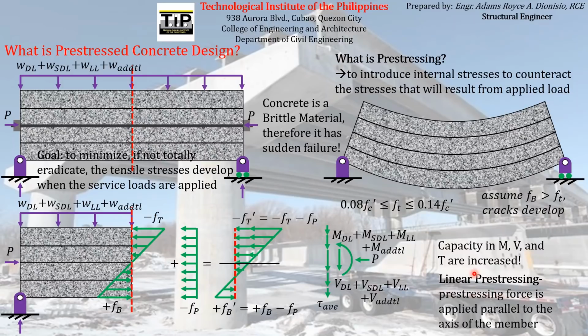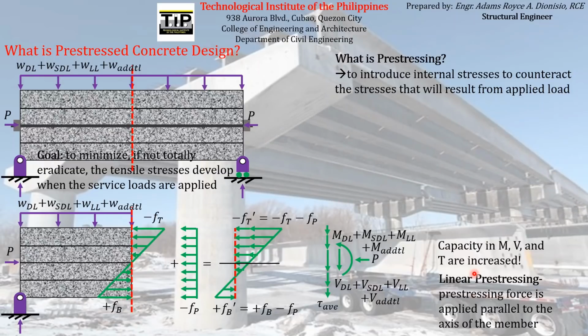So syempre kung may linear pre-stress, if we have linear pre-stressing, meron ding tinatawag na hindi naman non-linear. So later on, I will say kung ano yung other type of the pre-stressing. So kung may linear pre-stressing, which is this case, meron ding ganitong case.